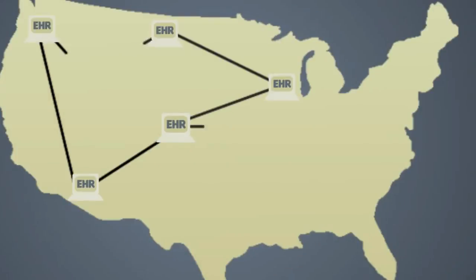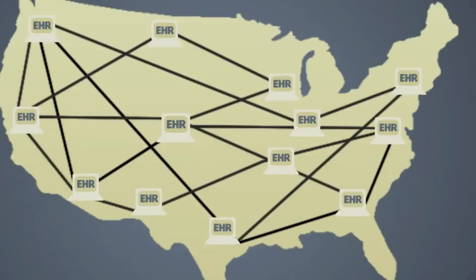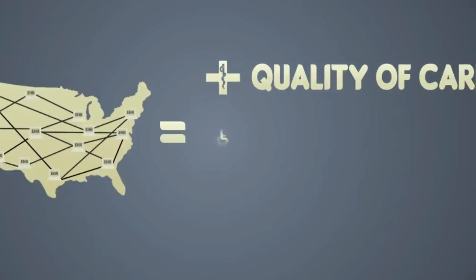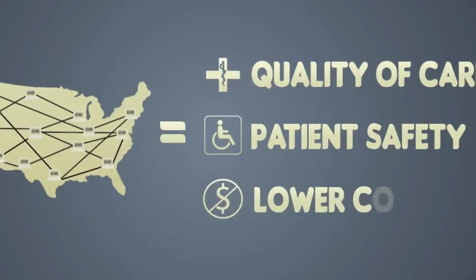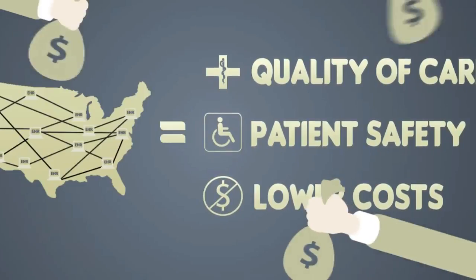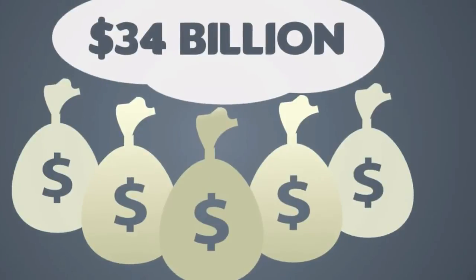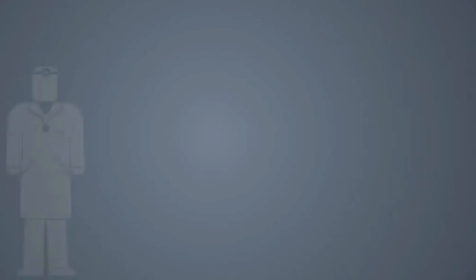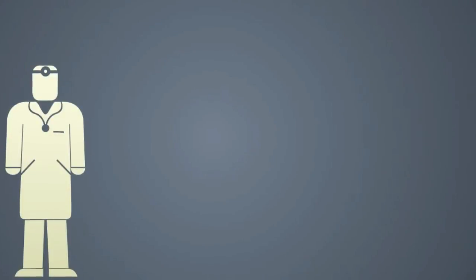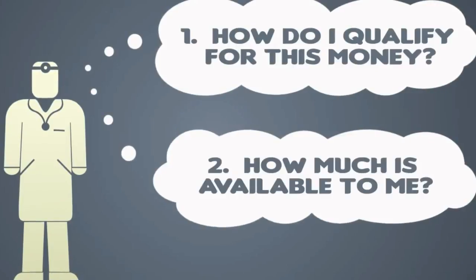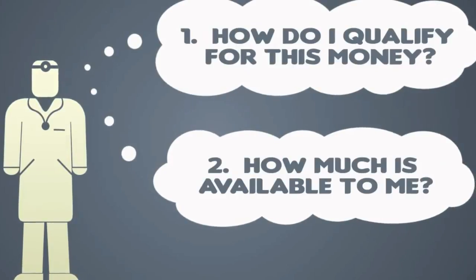Through the increased use of EHRs, the government hopes to achieve the goal of a national health information network that will result in improved quality of care, patient safety, and lower costs. What kind of financial incentives are we talking about here? Perhaps as much as $34 billion. So now you're probably asking yourself two questions. One, how do I qualify for this money? And two, just how much of that $34 billion is available to me?